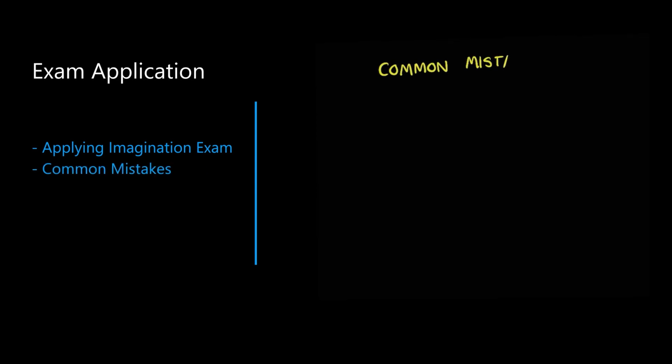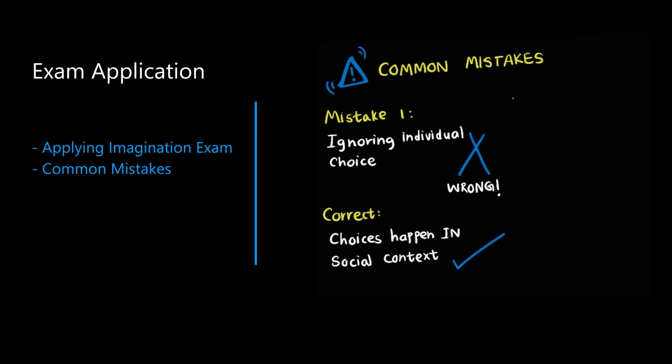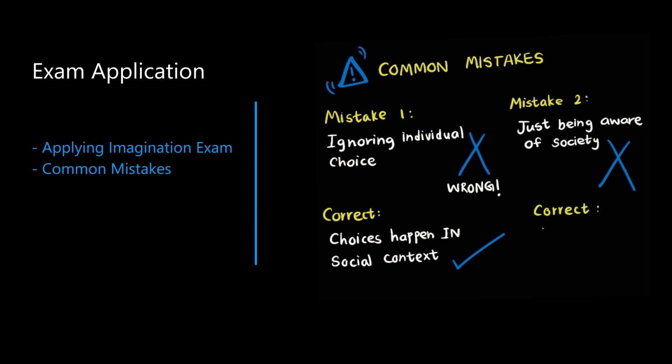Common mistakes students make with this concept include thinking that the sociological imagination means ignoring individual choice or responsibility. That's not it at all. It's about recognizing that individual choices happen within a social context that shapes those choices. Another mistake is confusing the sociological imagination with just being aware of society. It's more specific than that. It's about connecting the personal and the social in a systematic way.